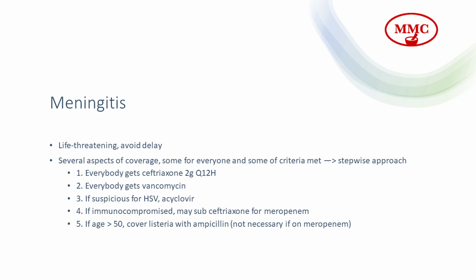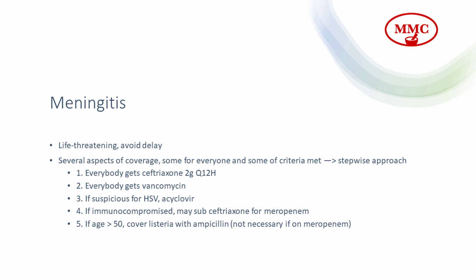So rule 1, everybody gets ceftriaxone 2 grams Q12 hours. This is the only indication for ceftriaxone 2 grams every 12 that I can think of. So everyone gets 2 grams of Rocephin every 12 hours. It has great CNS penetration, especially with inflammation. And then everybody gets vancomycin, without exception. Vanco penetrates the CNS and crosses the blood-brain barrier with heavy inflammation. Otherwise, it's not as reliable. So if they do have meningitis, it's very good at penetrating the infected tissue. So everyone gets Rocephin, everyone gets vancomycin.